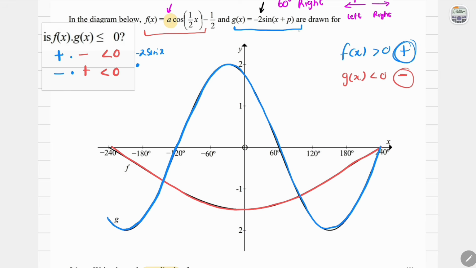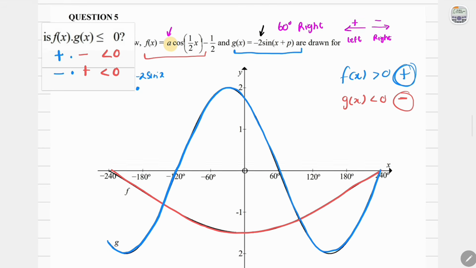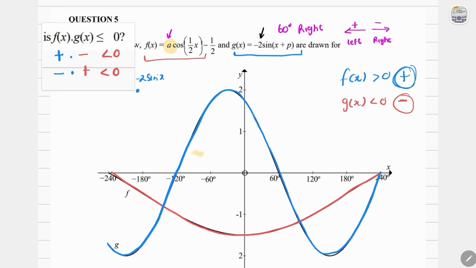So all we are doing is looking for places where f is above the x-axis, and at the same time g is below the x-axis. So where do we see that? F is above the x-axis all through here. But for these same values, you can use a vertical line to better understand this. Use a ruler really. For these same values, the graph of g needs to be below the x-axis. See, at this x value of negative 120 degrees, that is where the graph of g is equal to 0.